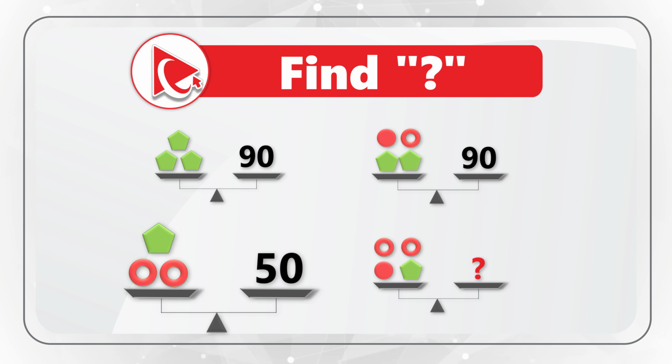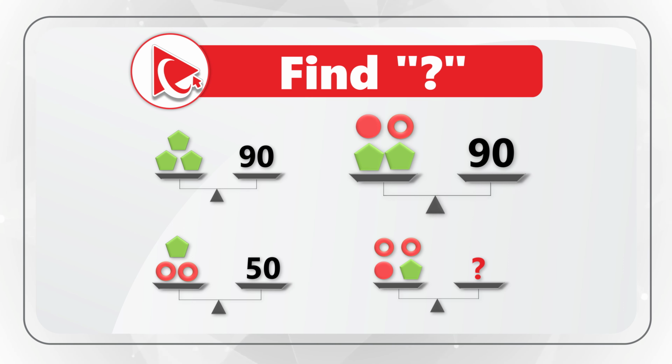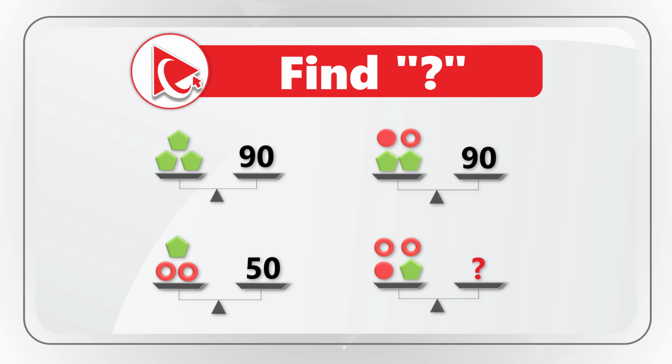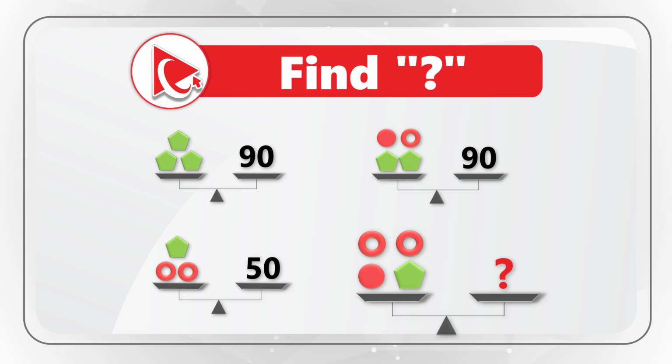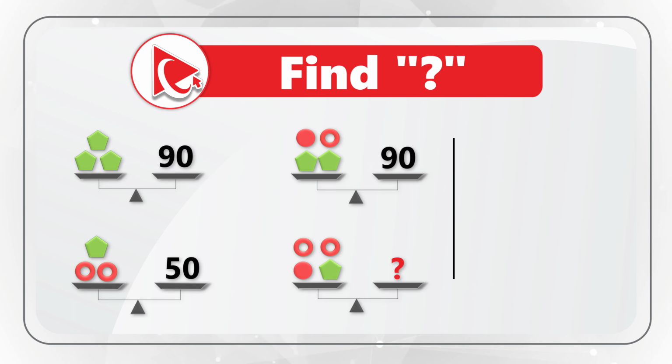Second scale contains one pentagon and two bagels on the left and number 50 on the right. Third scale contains two pentagons, one circle and one bagel on the left and number 90 on the right. And then the last scale contains one pentagon, one circle and two bagels on the left and then missing number on the right. You need to select the missing number out of 4 different choices.